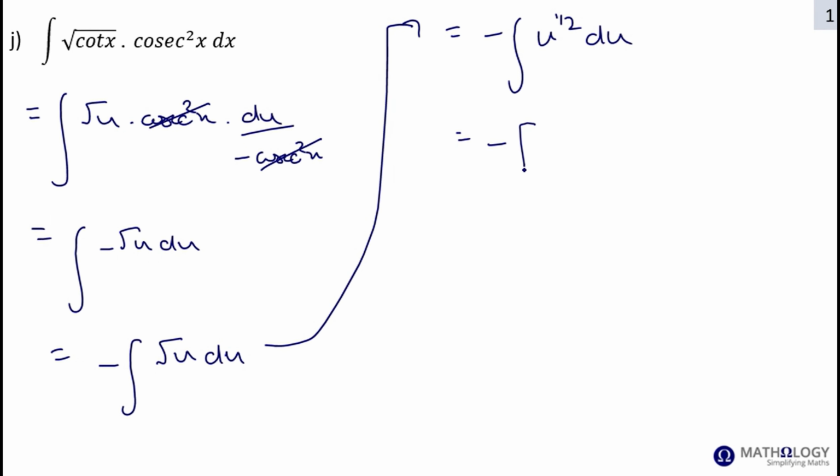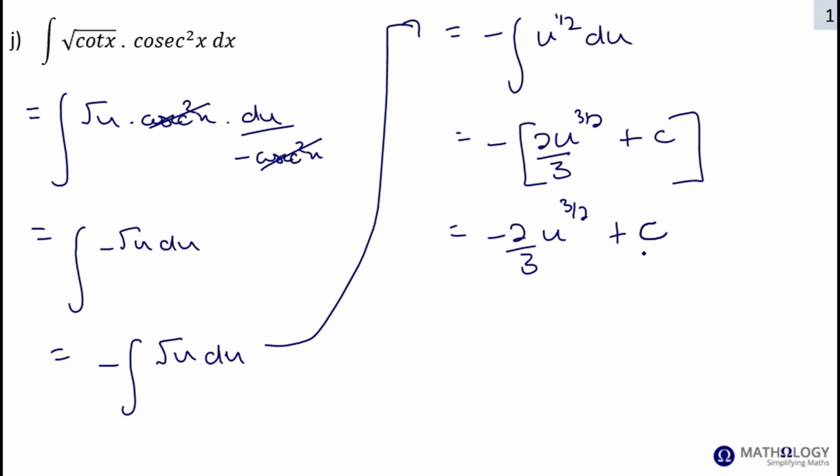So it's minus, we're going to add 1 to a half, so we have 3 over 2. So we have u to the 3 over 2. We divide by 3 over 2, which is the same as multiplying by 2/3, and then we add the arbitrary constant. So we have minus 2/3 u to the 3 over 2. Minus times an arbitrary constant is another arbitrary constant. And u we called cot x. So it's cot x to the power of 3 over 2 plus c.